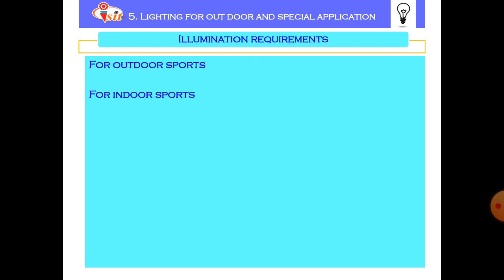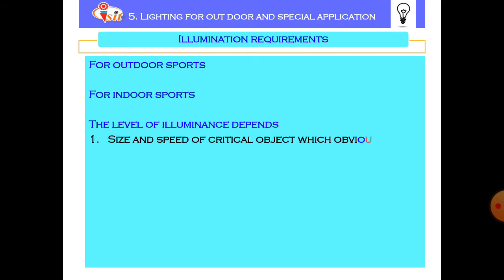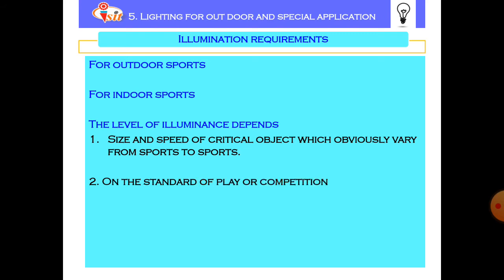The level of illuminance depends on the size and speed of the critical object, which obviously vary from sport to sport. Objects vary from sport to sport, and object sizes and speeds are also different, depending upon the game or the event. Therefore the level of illumination is also different.